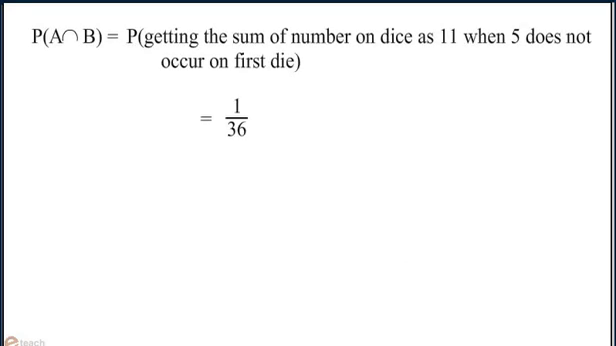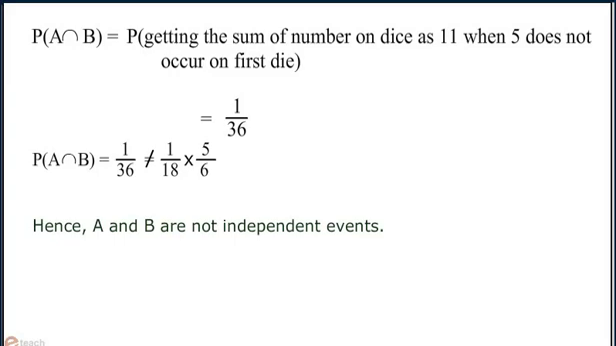Probability of A intersection B, that is probability of getting the sum of numbers on dice as 11 when 5 does not occur on first die, is 1 by 36. Therefore, probability of A intersection B, which is 1 by 36, is not equal to 1 by 18 into 5 by 6. Hence, A and B are not independent events.